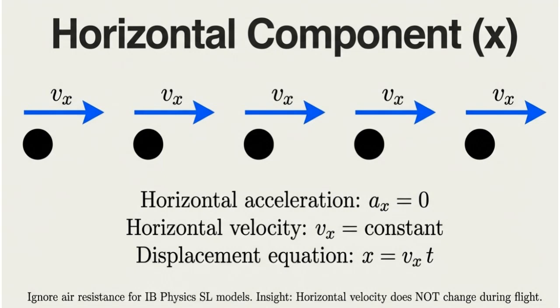The horizontal component of motion shows that there is no horizontal acceleration, meaning the horizontal velocity remains constant throughout the motion. This is represented by the equation where acceleration in the x direction equals 0. Because the velocity doesn't change, the displacement in the horizontal direction can be calculated simply by multiplying the constant horizontal velocity by time. It's important to note that this assumes air resistance is ignored, which means the horizontal velocity stays the same during the entire flight. This principle helps us understand and predict the horizontal movement of objects in projectile motion.